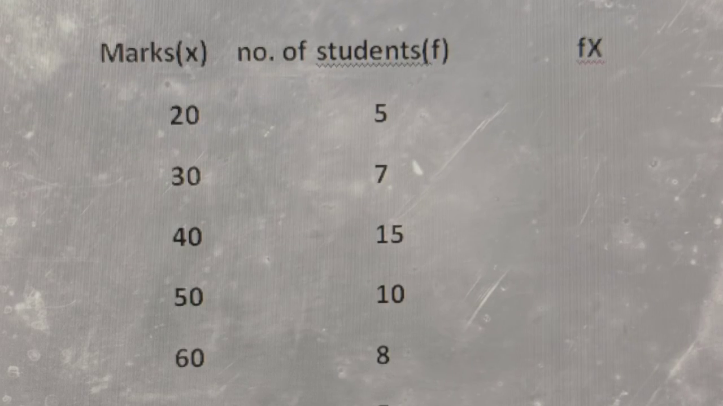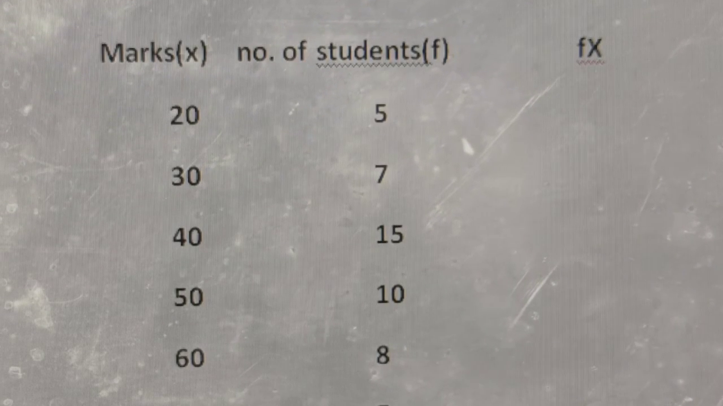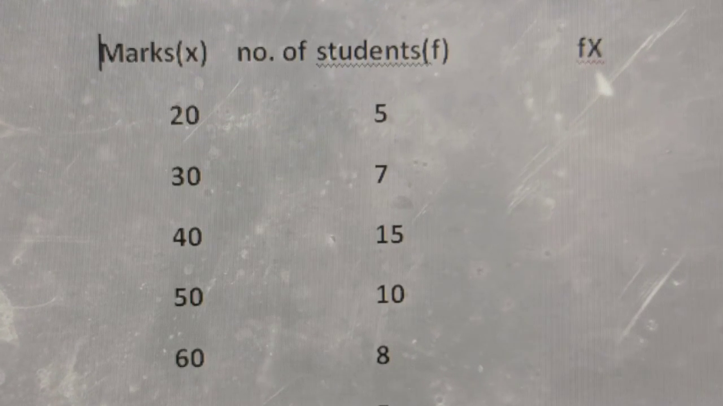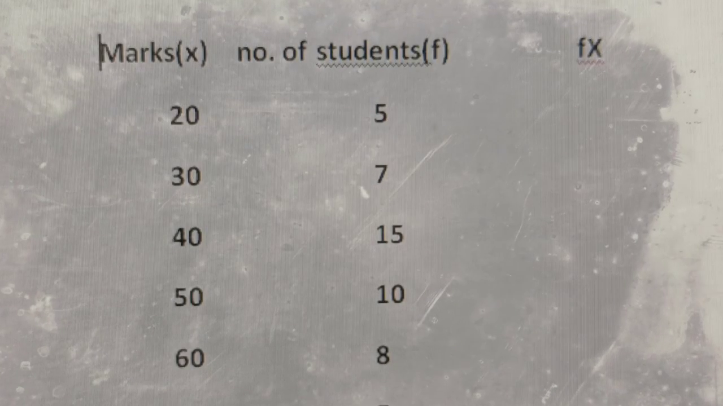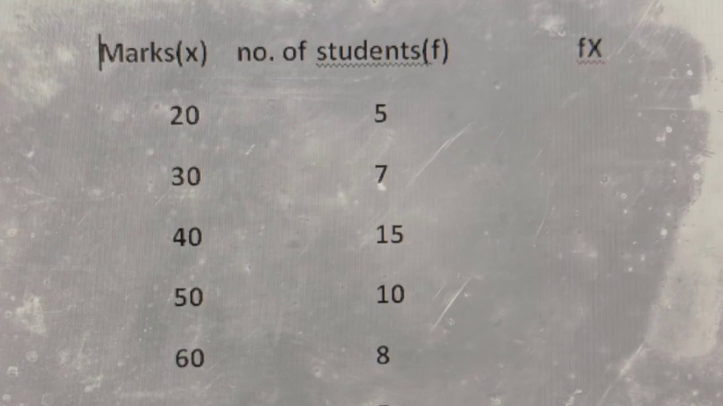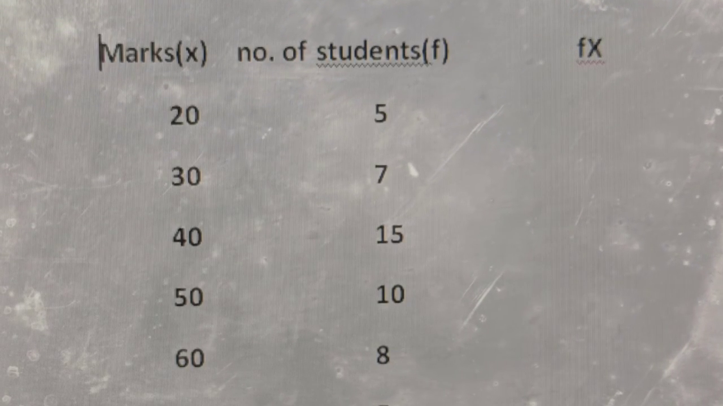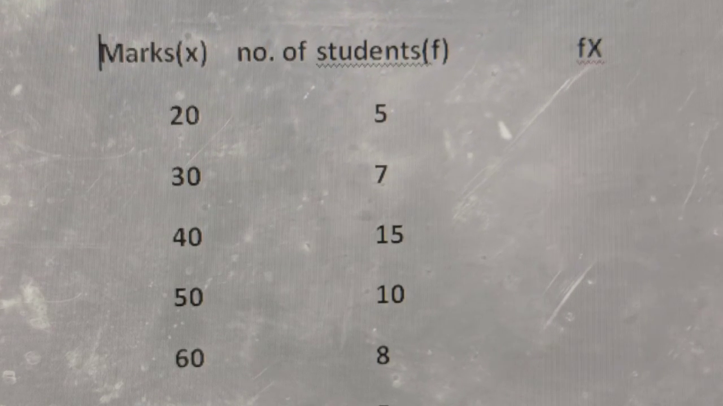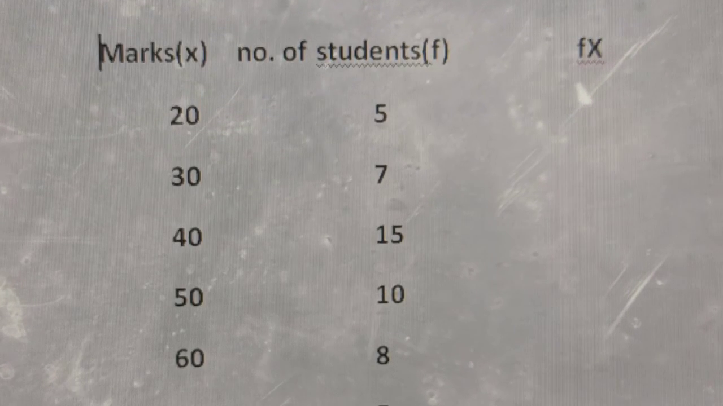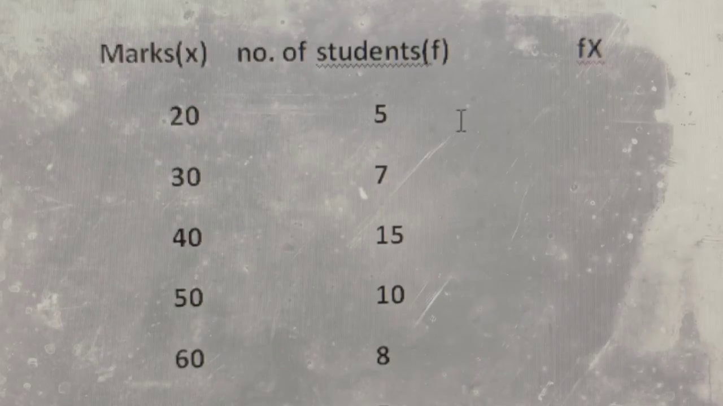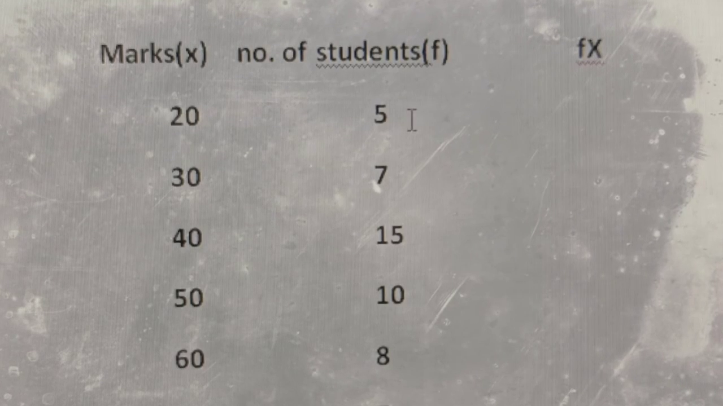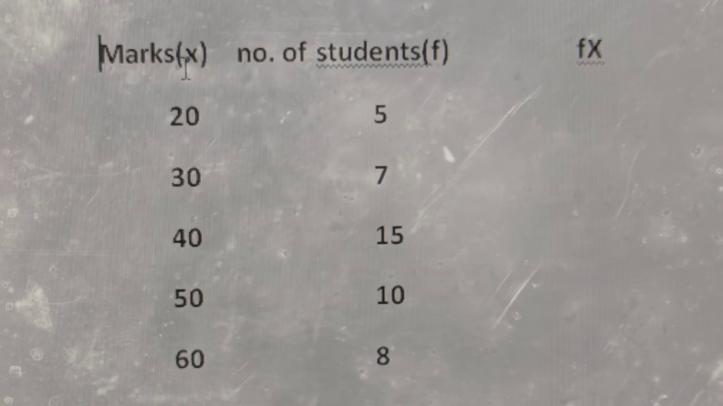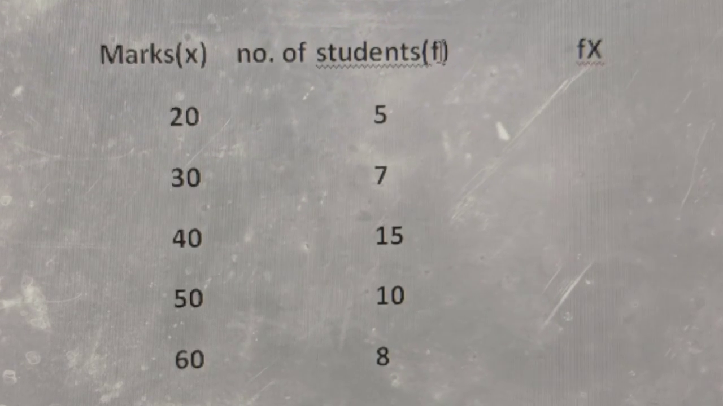So students, today we'll discuss the calculation of arithmetic mean. How will we calculate the arithmetic mean when the problem is given in a discrete series? As we have seen, marks and number of students are given. For the solution, we have plotted marks as 20, 30, 40, 50, 60 and 70, and the number of students as 5, 7, 15, 10, 8 and 5. Marks is denoted with X and number of students with F.